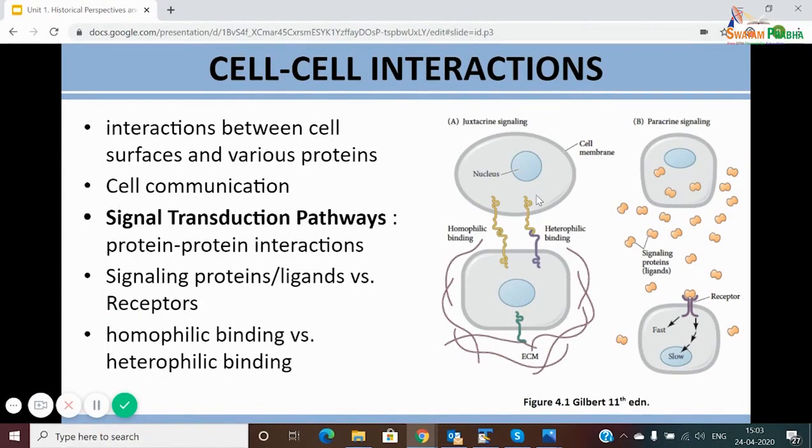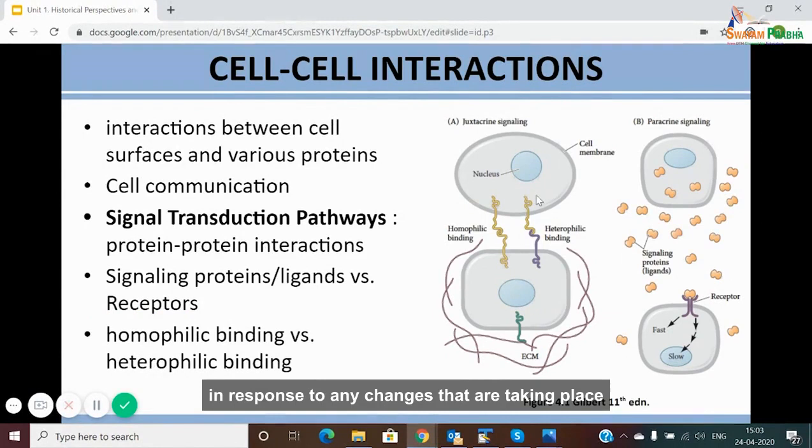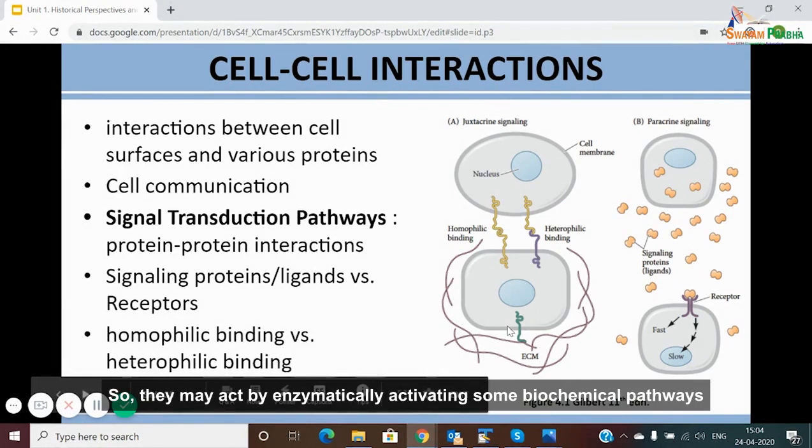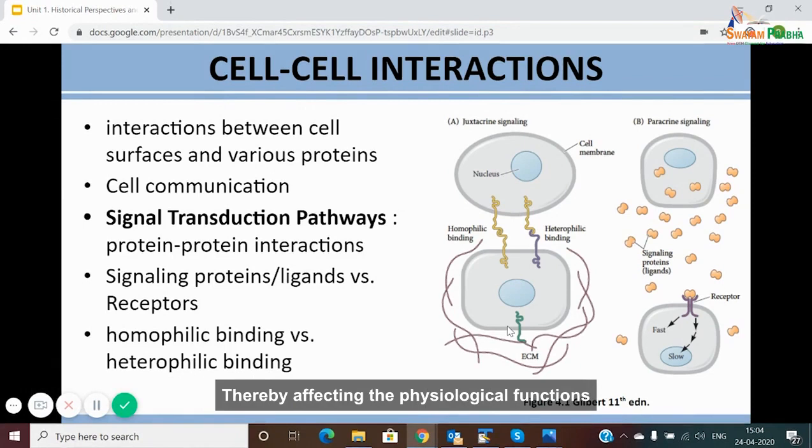Cellular interactions allow the cells to communicate with each other in response to any changes that are taking place outside during developmental processes. In an embryo, the cells communicate with each other by a number of signal transduction pathways that involve highly diverse and specific protein-protein interactions. So they may act by enzymatically activating some biochemical pathways or even by regulating cytoskeletal proteins, thereby affecting the physiological functions or cell movements in the cell respectively. And all these processes culminate in altering the gene expression in the nucleus.